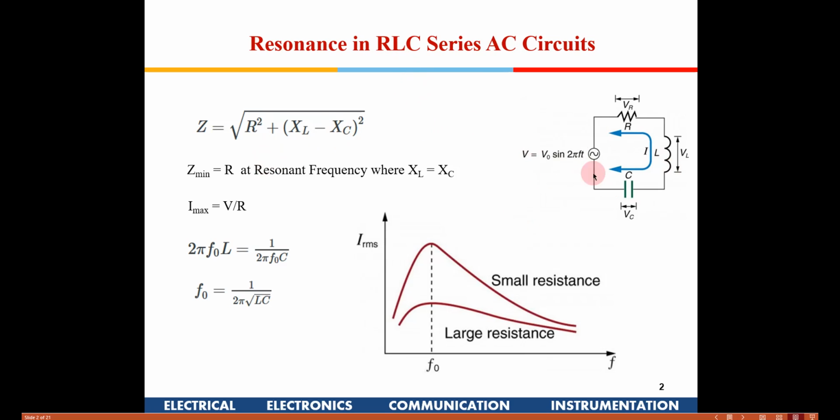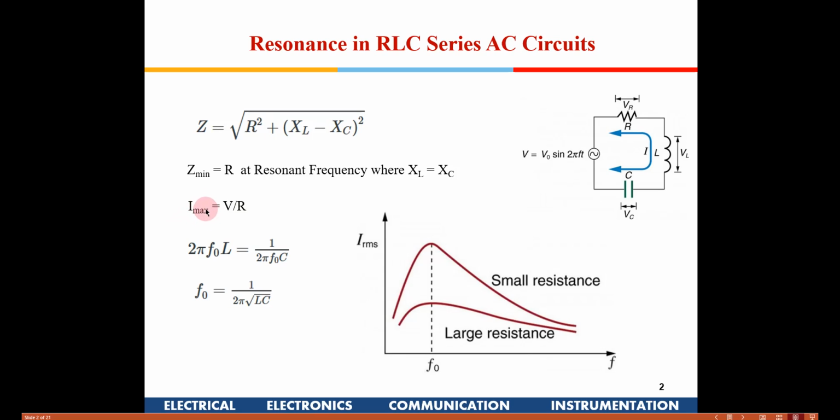In a series resonance circuit, for a particular frequency XL becomes equal to XC, so this term vanishes. You have Z equal to root of R square, or Z equal to R. In that condition I will have the maximum current, which is given by I equal to V by R. This is not the I max that we write as I max sine omega t.